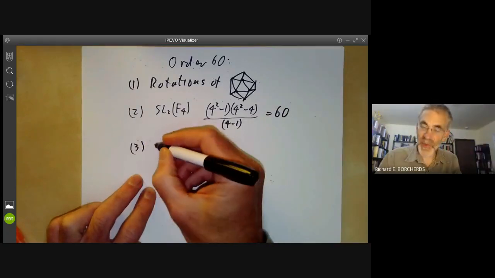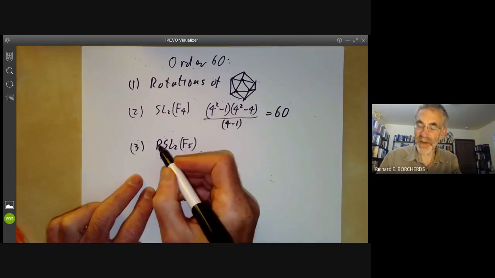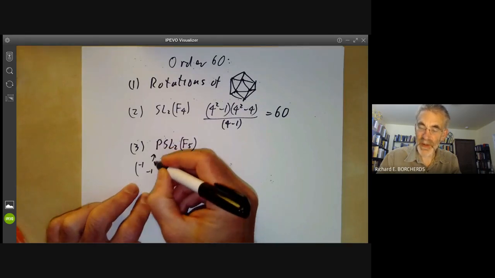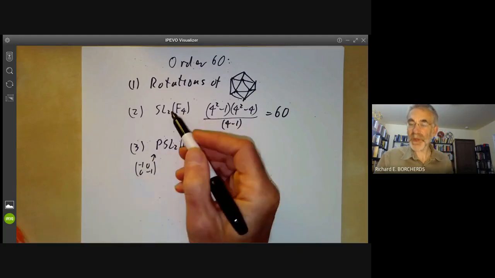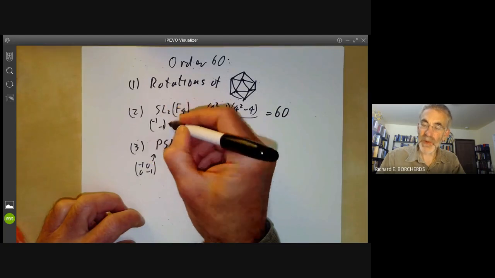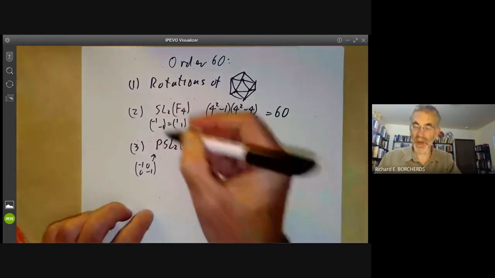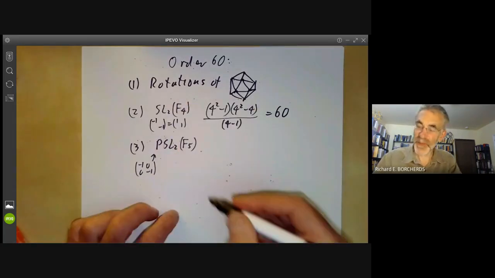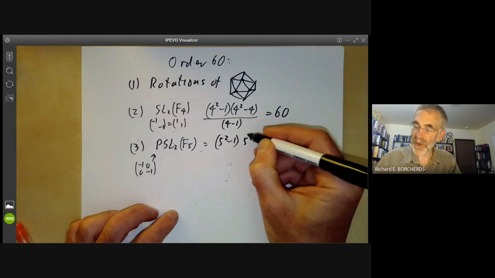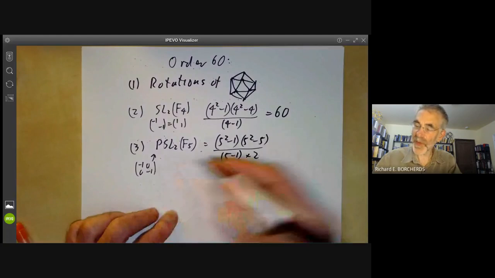Thirdly, we could take the projective special linear group over the field with 5 elements. So projective means we quotient out by the center consisting of 2 elements, the element minus 1, minus 1. In case you're wondering why we didn't quotient out by the center in this case, the answer is that minus 1, minus 1 equals 1, 1, because we're working over a field with characteristic 2. So quotienting out by the center has no effect. And this is order 5 squared minus 1, 5 squared minus 5. Then we divide by 5 minus 1, and then we divide by an extra factor of 2 because we're quotienting out by the center.